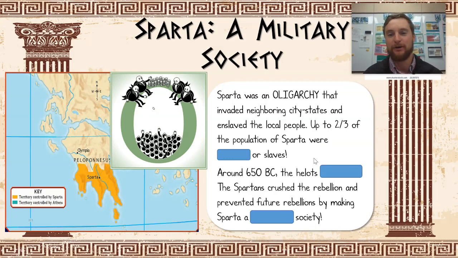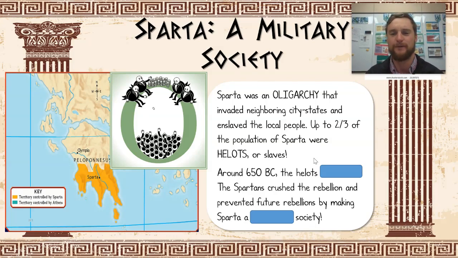And the invading neighboring city-states enslaved the local people. Up to 2/3 of the population of Sparta were Helots or slaves. That's the word we use for slaves in Sparta. You can see that that's actually a majority of the population. That's 2/3 of people. They were outnumbered by the slaves in ancient Sparta. We're going to see why that's significant here in a second.